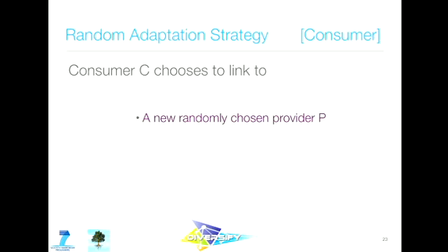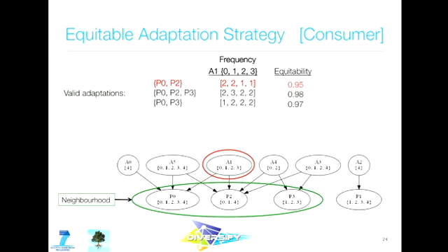So okay, here they are. For the random adaptation strategy for consumers, you just choose to link to a new randomly chosen provider from that neighborhood. The second one is the equitable adaptation strategy, where you try to maximize your equitability. Equitability refers to the provision of the services that you require. The more simplistic way of seeing it is that you're trying to make sure that in case one of the providers you're connected to disappears, you have backup links to other providers that provide those services.